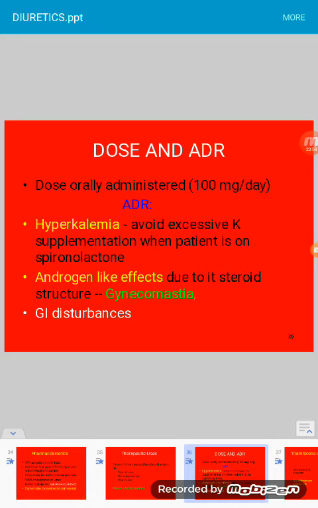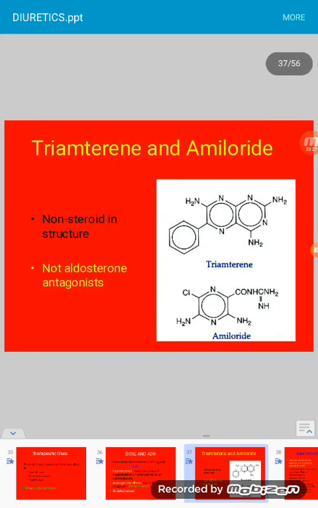The severe adverse reaction is again the other way around. When they use an excessive dose, it can produce hyperkalemia. There is also an androgen-like effect due to the steroid structure. When you use this drug in the long run in a male, it can produce gynecomastia, enlargement of the male breast, and GI disturbance. These are three important adverse reactions of spironolactone.